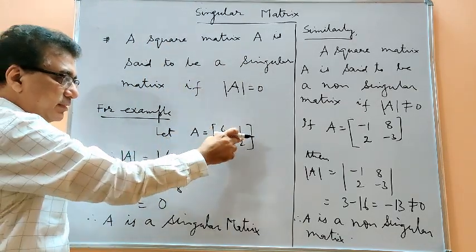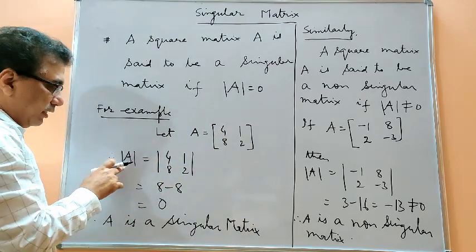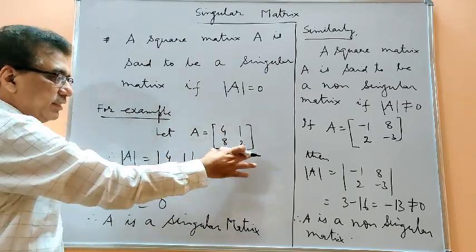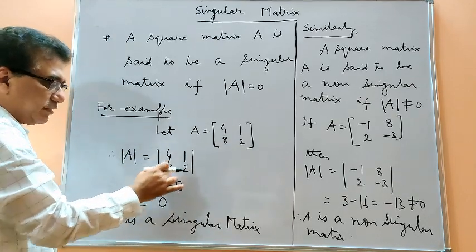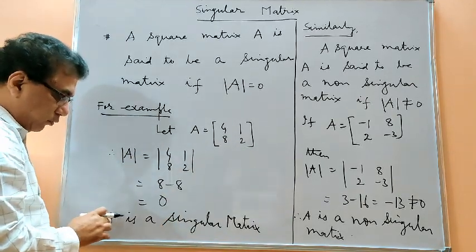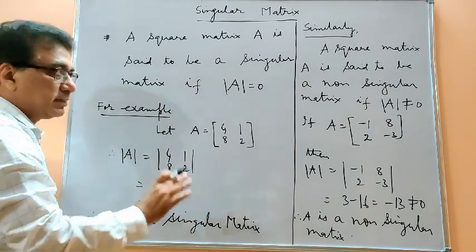I have given one example here. Let A be a matrix with these elements, then I have determined its determinant. So by changing this symbol in parallel lines and then expanding it, 4 into 2, 8 minus 8, 0. So this proves that A is a singular matrix.